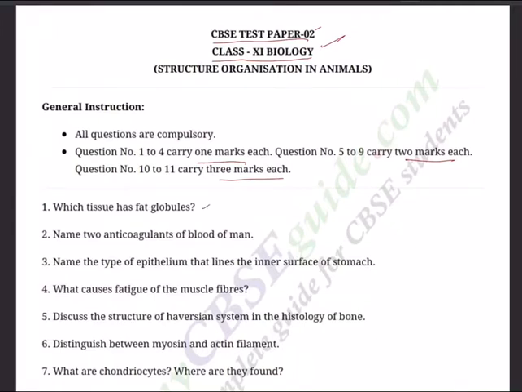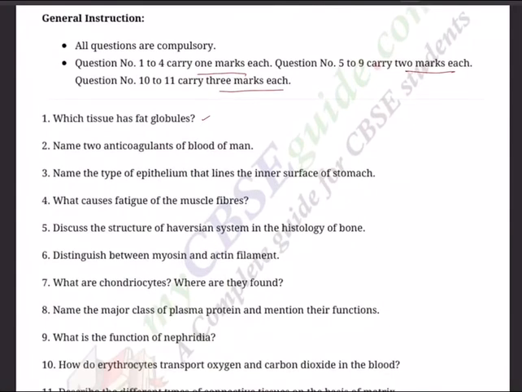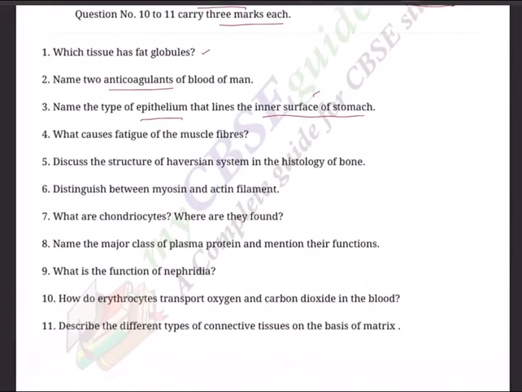Question 1. Which tissue has fat globules? Question 2. Name 2 anticoagulants. Coagulation of blood is blood clotting. Anticoagulation of blood means blood not clotting. Question 3. Name the type of epithelium that lines the inner surface of stomach. Question 4. What causes fatigue of muscle fibers? Why do muscles become weak?